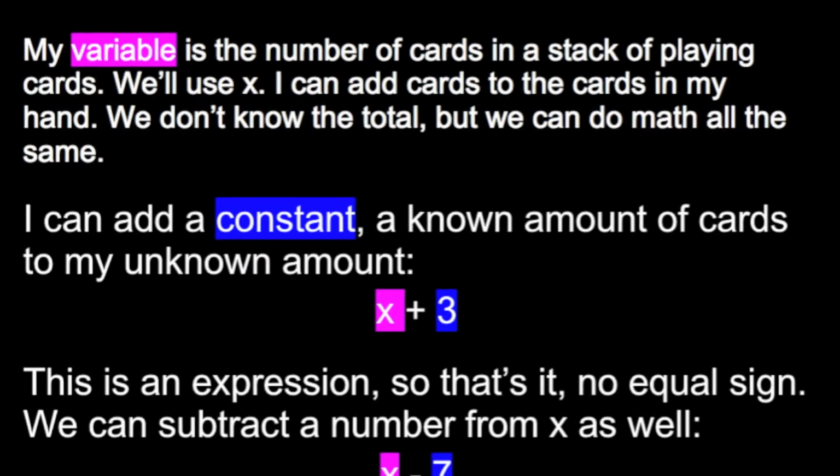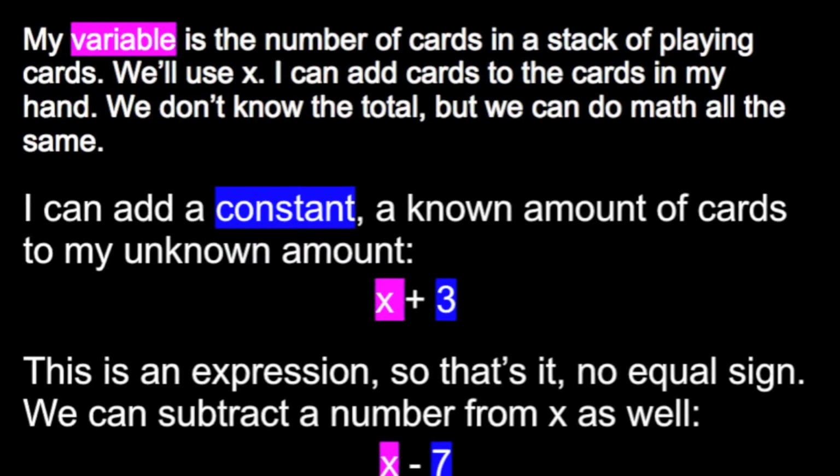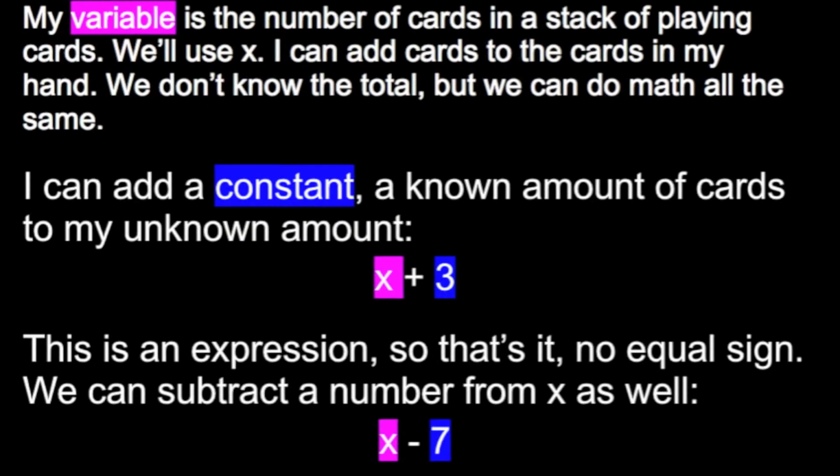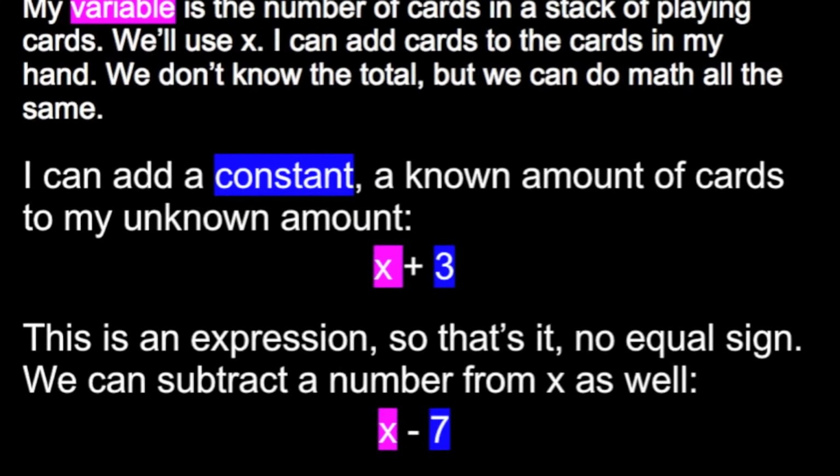We can subtract a number from x as well, x minus 7. Now we have an unknown amount, and we're taking away a known amount, which is 7.